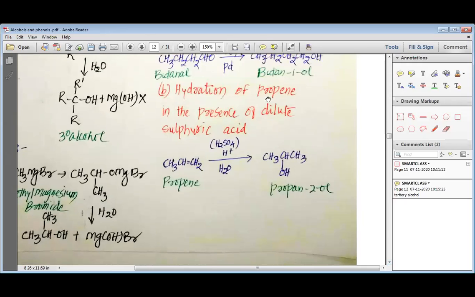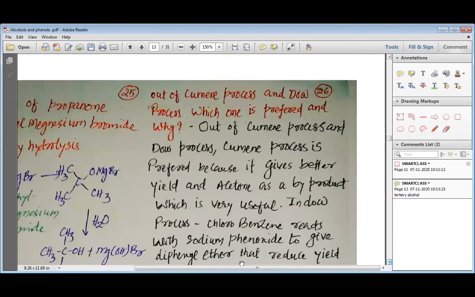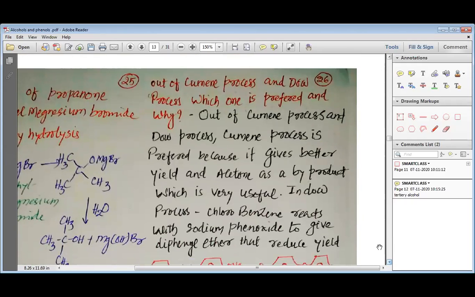Then we have the hydration of propene in the presence of dilute sulfuric acid. This is called the acid catalyzed hydration. So in propene, when we do the acid catalyzed hydration, we get propan-2-ol. Remember, with the help of the acid catalyzed hydration, we get Markovnikov products. On hydroboration, we get anti-Markovnikov products. So this is how, my dear students, we understand the various concepts related to our topic.